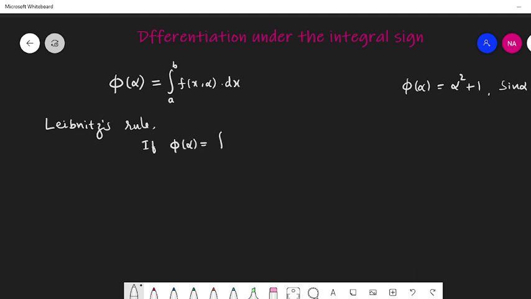If phi of alpha equal to integral a to b f of x comma alpha dx, then the derivative of phi of alpha, that is phi dash of alpha, will be, under the integral sign, integral a to b partial derivative of f with respect to alpha dx. This is what Leibniz rule says. Now employing this rule we are going to solve problems.